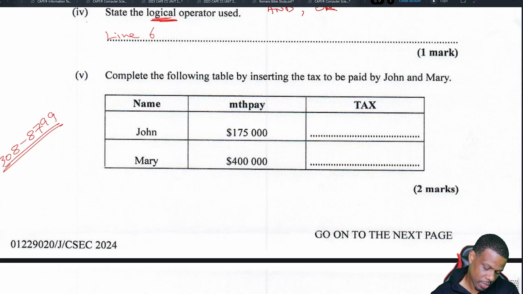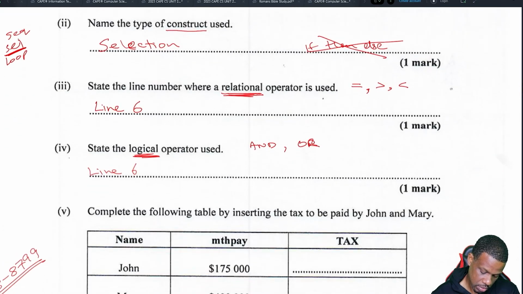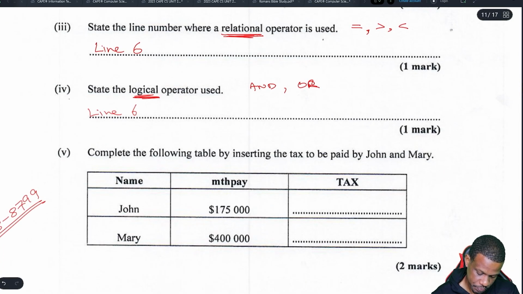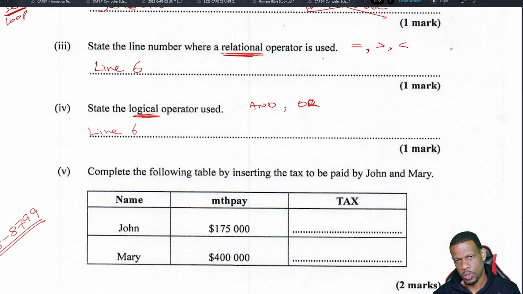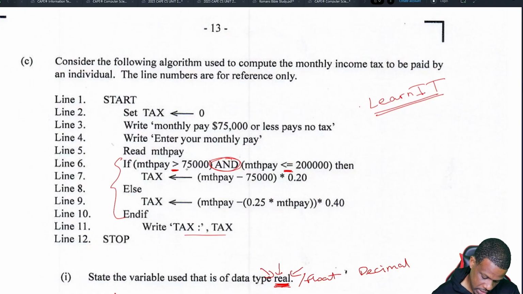Complete the following table by inserting the tax to be paid by John and Mary. So we have to actually make sense of the algorithm now. This is a nice question to separate people who understand algorithms and pseudocode and those who don't. This person's monthly pay is $175,000. If monthly pay is greater than $75,000, this is true, and the monthly pay is less than $200,000, this is also true. So if both are true, you do this one.